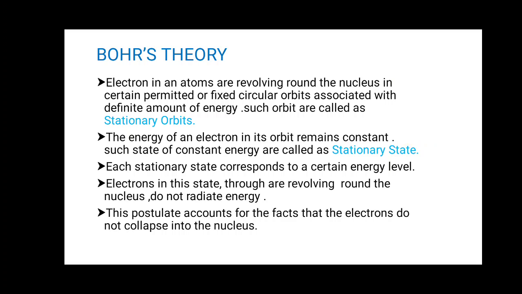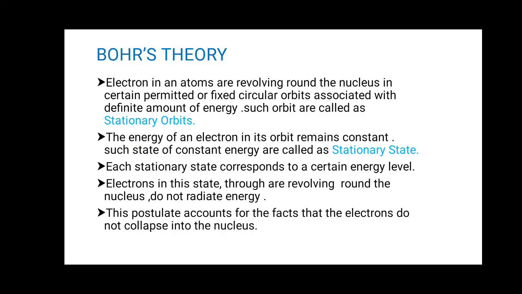Each stationary state corresponds to a certain energy level. Electrons in this state, though revolving around the nucleus, do not radiate energy. They do not radiate energy. This postulate accounts for the fact that the electrons do not collapse into the nucleus. Got it? What does Bohr's theory say?